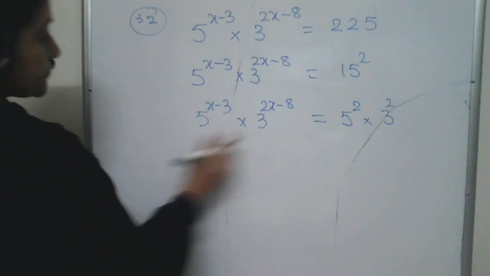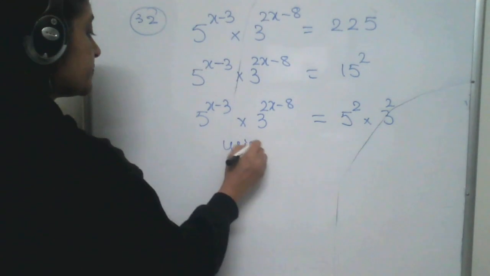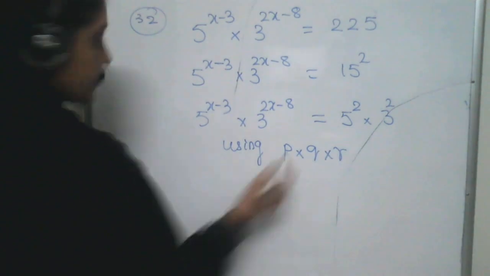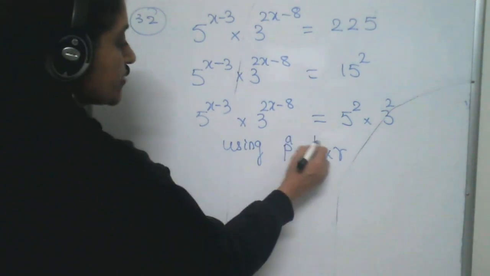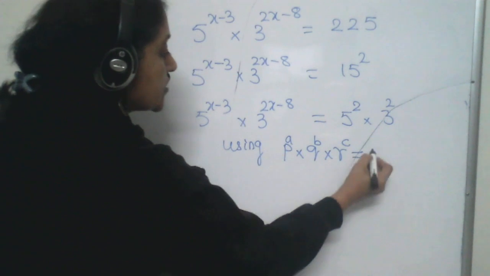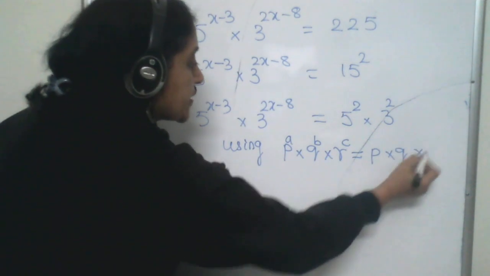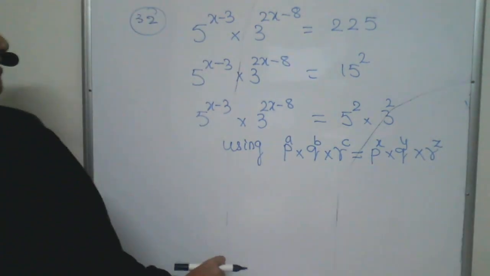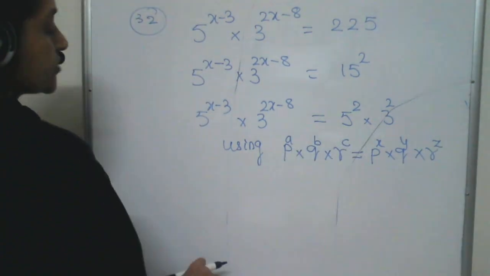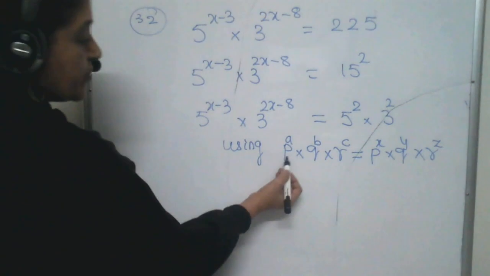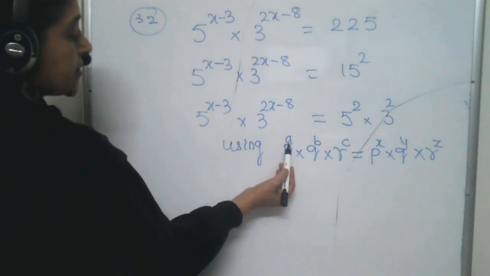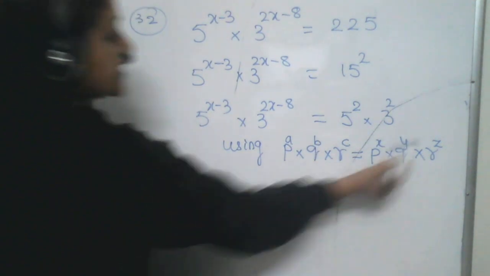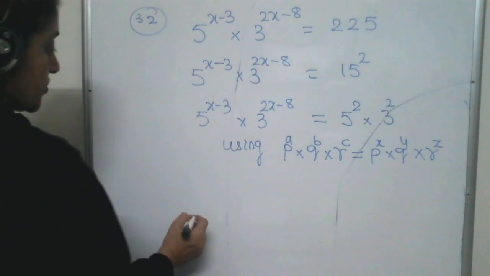So now, using P into Q into R, I am writing PQR raised to the power A, B, C is equal to P into Q into R again, with X, Y, Z. You don't worry about the alphabets having changed from what was given in the textbook. That doesn't matter. Now P here and P here, what is the exponent? A. A and X will be equal, B and Y will be equal, C and Z will be equal. Like that we have to solve this.